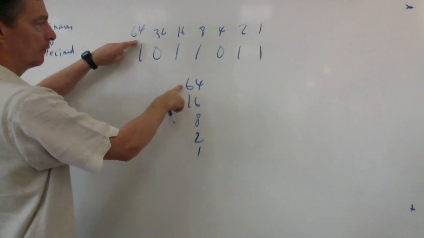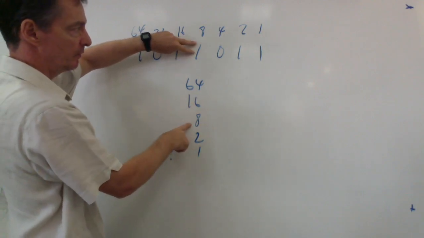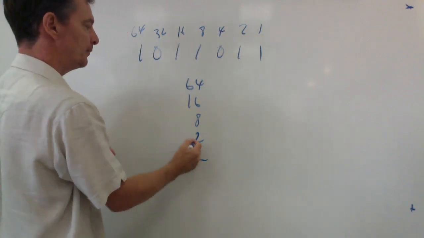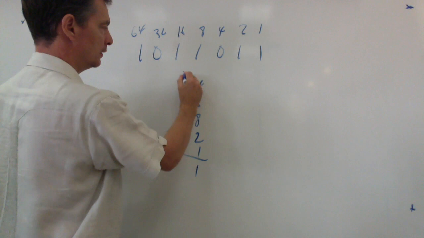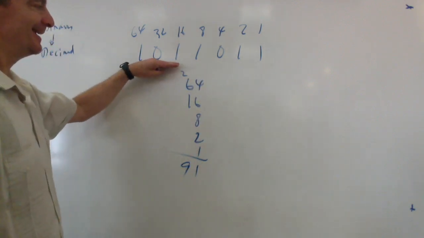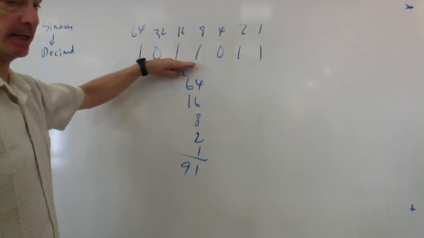So I have one group of 64s, one group of 16s, one group of 8s, one group of 2s, and one group of 1. So I add them up: 64 plus 16 is 80, plus 8 is 88, plus 2 is 90, plus 1 is 91. So that is 91 in binary.